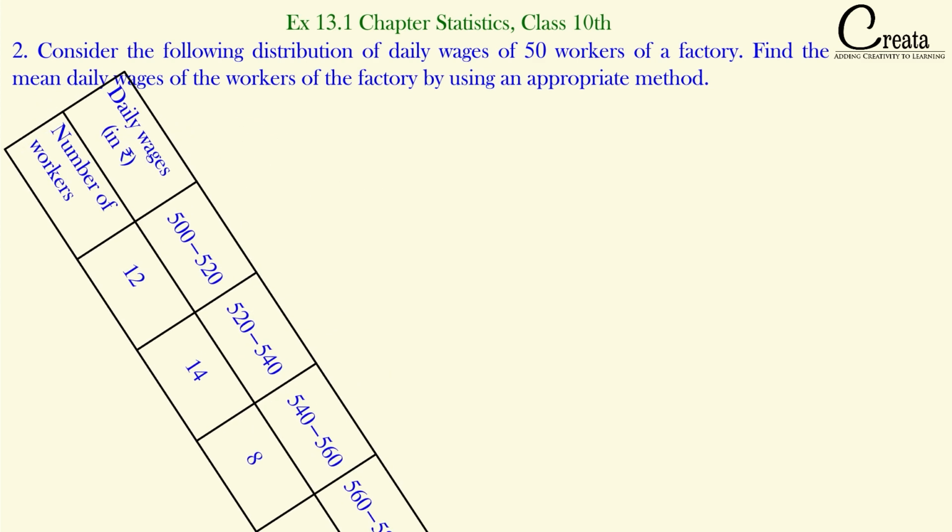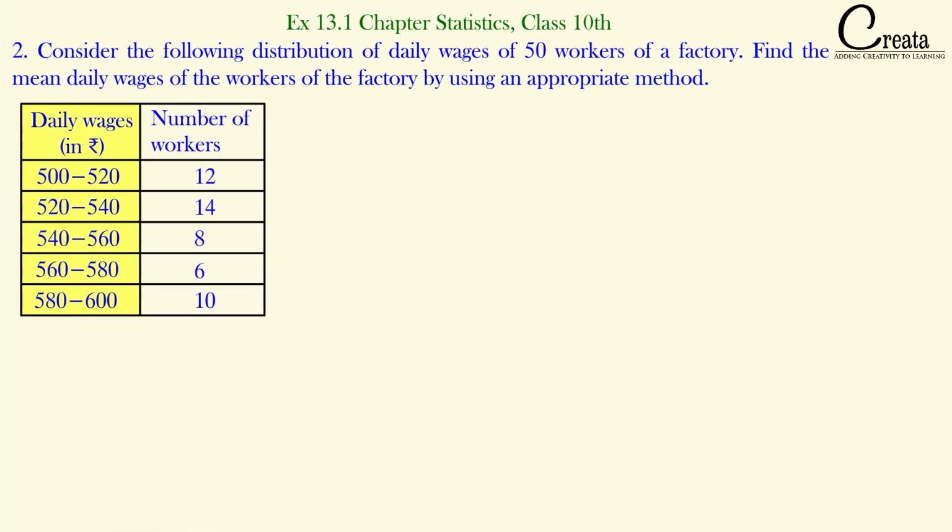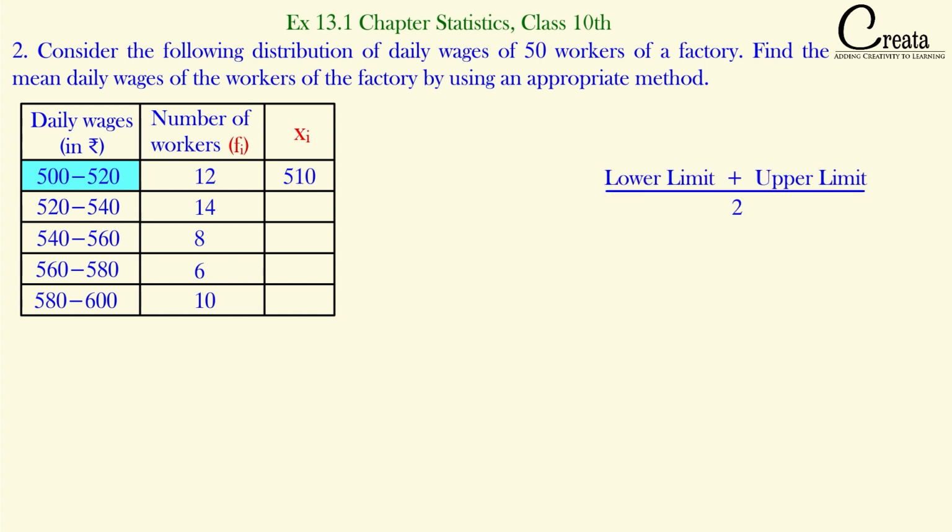Let's convert the columns into rows. The first is the range. The second is the frequency, which is fi. The first step, we will convert the range into the observation, which is xi. How do we do that? We find the midpoint. Here, what will be the midpoint of 500 and 520? It will be 510. Either you can use the calculation, that is upper range plus lower range upon 2, 500 plus 520 upon 2, that comes out to be 510. That is the midpoint of the range.